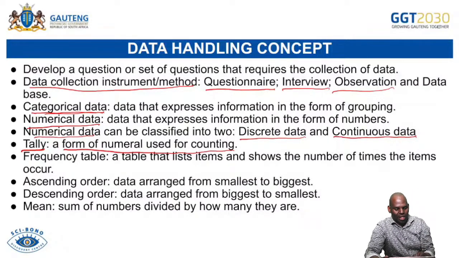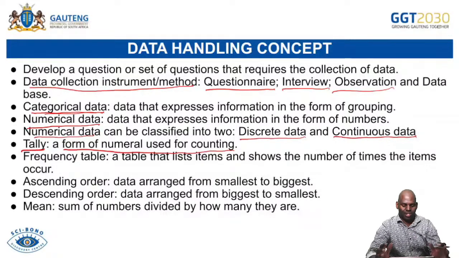So descending is the data arranged from biggest to smallest, while ascending order is the data arranged from smallest to biggest. Now, boys and girls, you can see these things, you know them. You just have to be sure when you get into the examination.